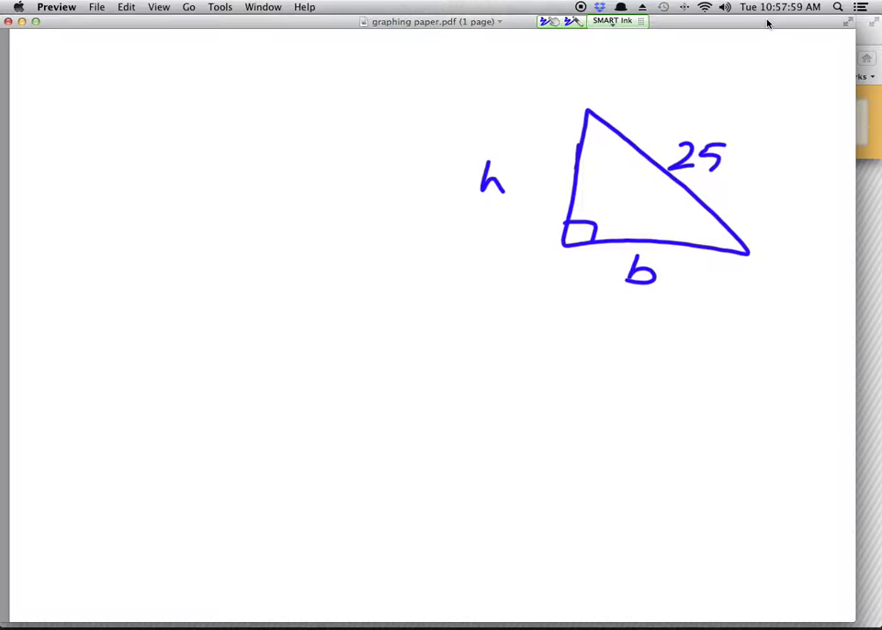So what rate are they giving me there with 2 feet per second? What are they telling you is changing? The base is changing. So if the base is changing, that means we're talking about dB over dt, and it was 2 feet per second.